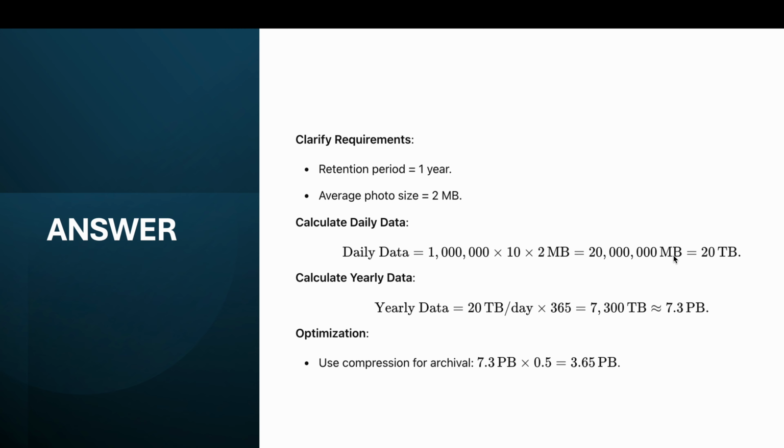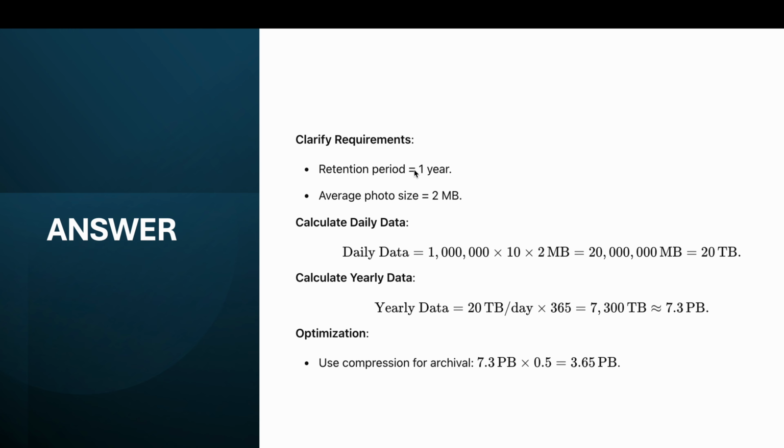Now, remember my three zeros strategy? These three zeros with MB turn into GB, because 1000 MB is 1 GB, so it is 20,000 GB. Again, these three zeros turn into TB, so it is 20 TB. So 20 TB is the daily storage requirement. Meaning, if 1 million users upload 10 images each of size 2 MB, we would need 20 terabytes every day.